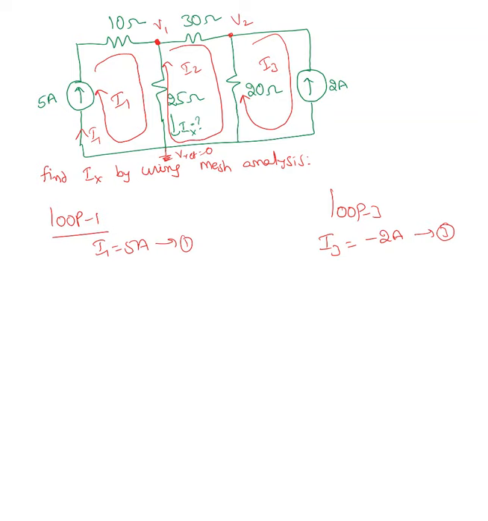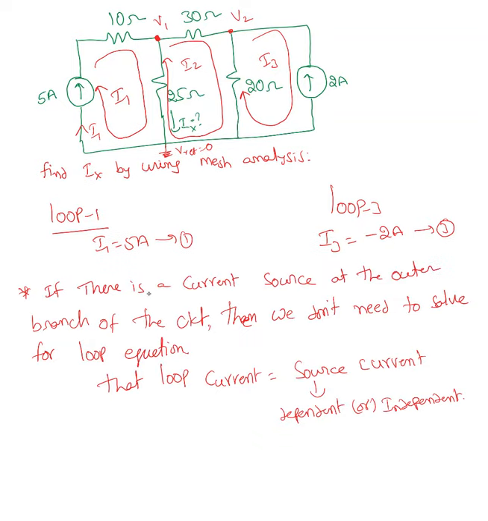That's so simple. So the important point is, if there is a current source at the outer branch of the circuit, then we don't need to apply loop equation or KVL. That loop current is equal to the source current. That source might be a dependent source or independent source. This is the outer branch of the circuit, another outer branch, another outer branch. Those are all the outer branches. As long as there is a current source, either dependent or independent, in those branches, then we don't need to apply KVL, that loop current equal to the branch current.